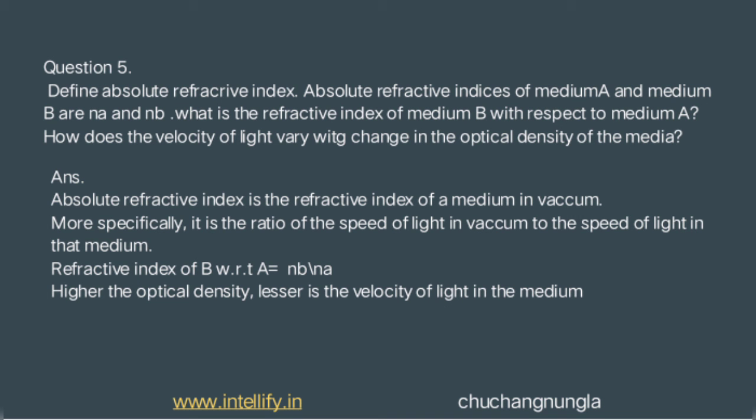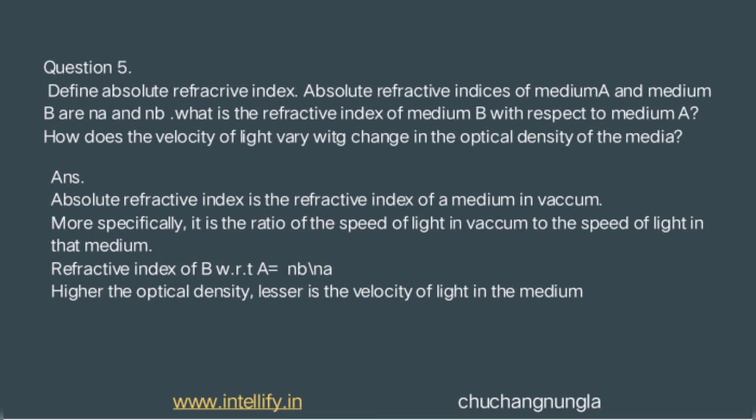Question 15. Define absolute refractive index. Absolute refractive indices of medium A and medium B are nA and nB. What is the refractive index of medium B with respect to medium A? How does the velocity of light vary with change in the optical density of the media?